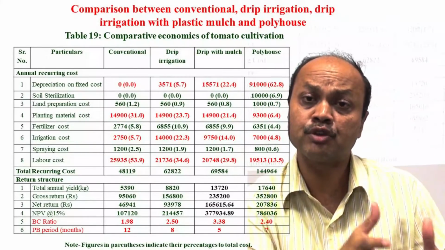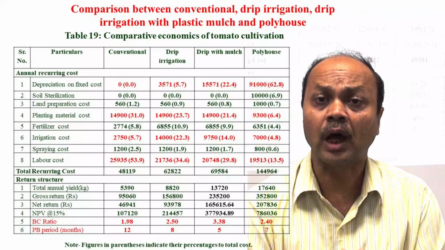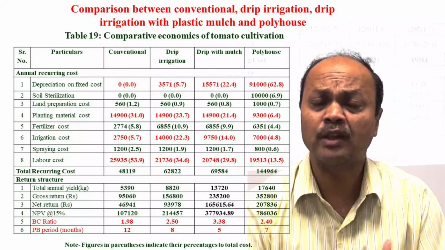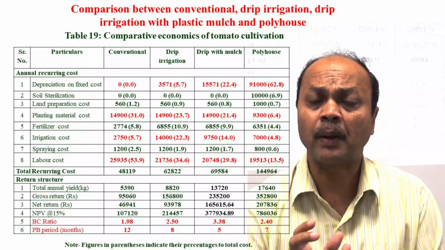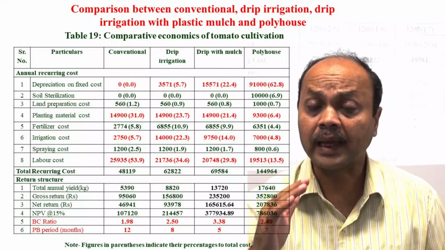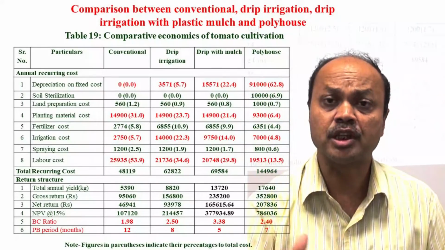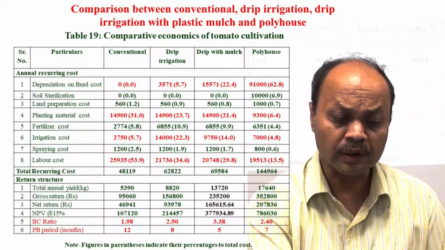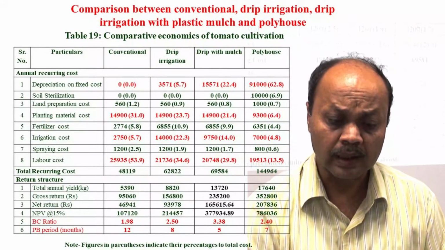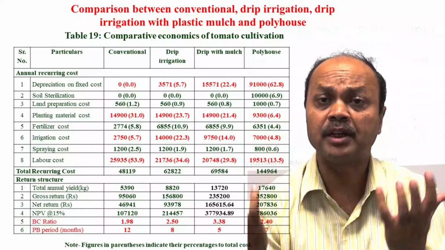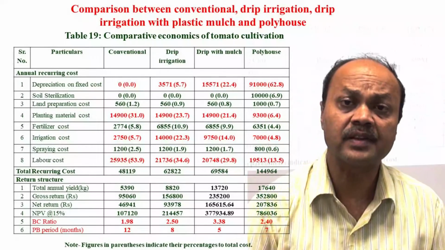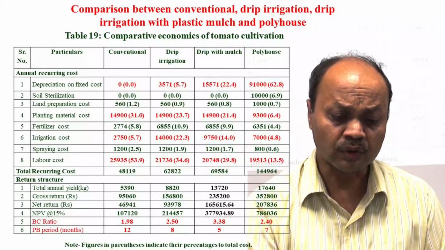So whenever using drip, depending upon which type of soil, so many parameters are there. Normally 25 to 50% water saving is there. Again, if you are using plastic mulch, there is water saving, so the number of irrigations will be reduced, so your irrigation cost is less. In polyhouse also, because the microclimate is different from the open field, your number of irrigations also reduces inside the polyhouse. So that is the difference.